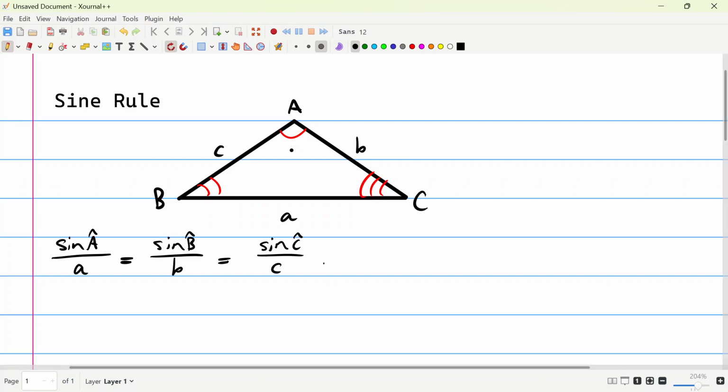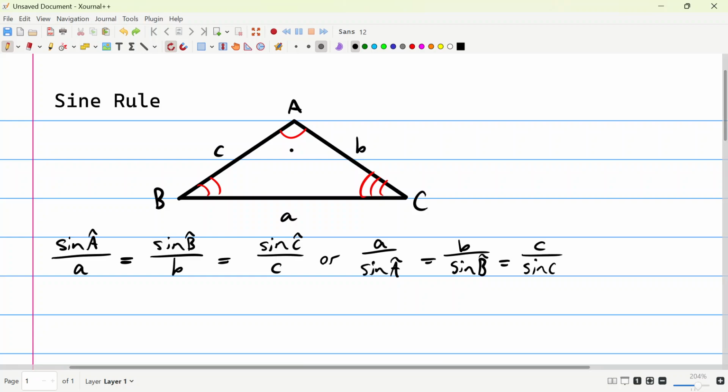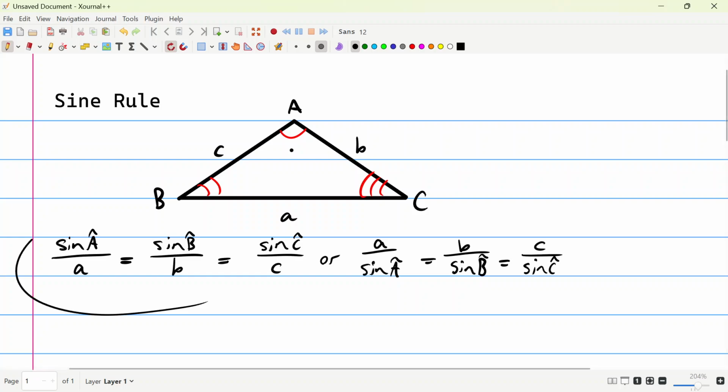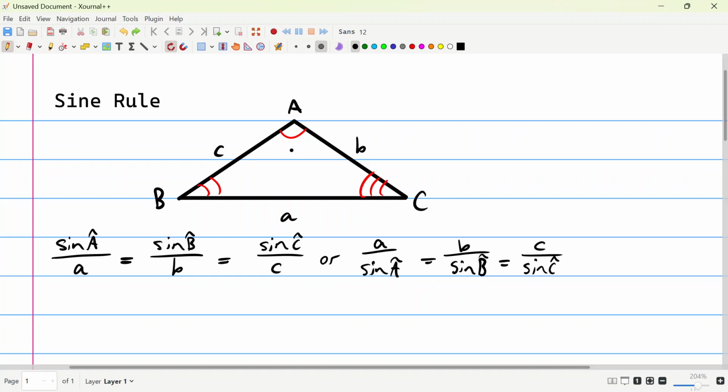The other possible formula you could use is the other way around. You could say the opposite side divided by the sine of the opposite angle: a over sine A, which equals b over sine of angle B, which is also equal to c over sine of angle C. It doesn't matter whether you write them in the numerator or the denominator. Whichever one you feel more comfortable with, go for it. So this will be your sine rule.